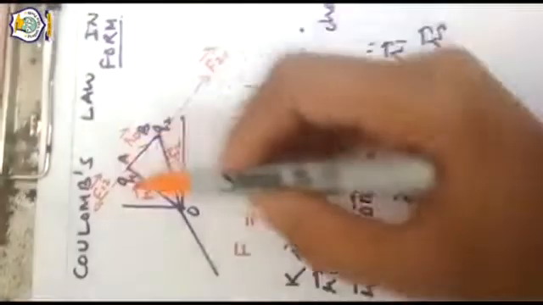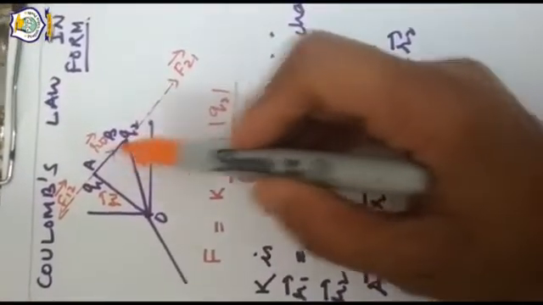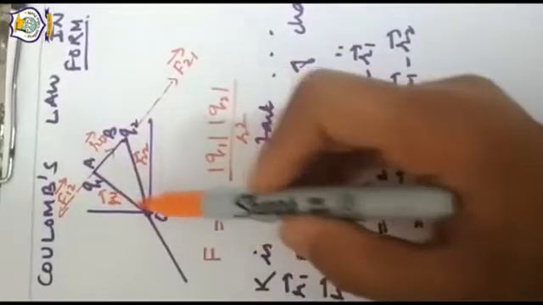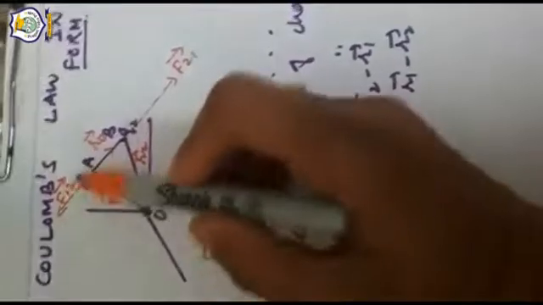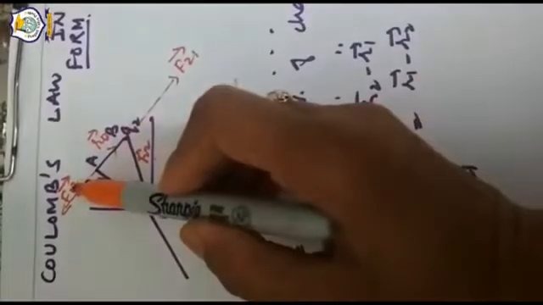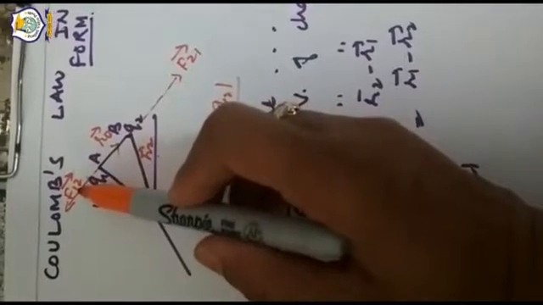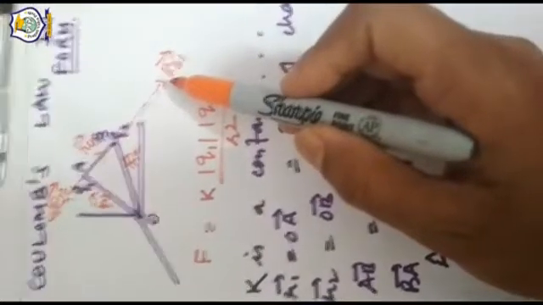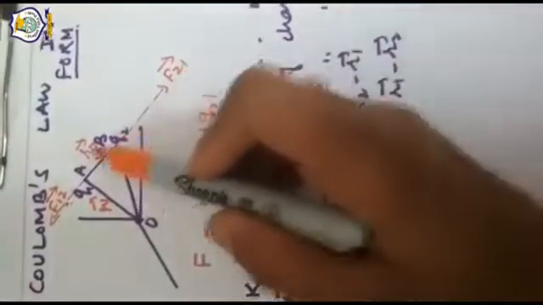The position vector of Q1 is R1 with respect to the origin, and that of Q2 is R2. F12 is the force on Q1 due to Q2. Writing 12 here means 2 is exerting force on 1. Similarly, F21 is the force on Q2 due to Q1. And this AB is R12. It is from A to B, so it is the R12 vector.